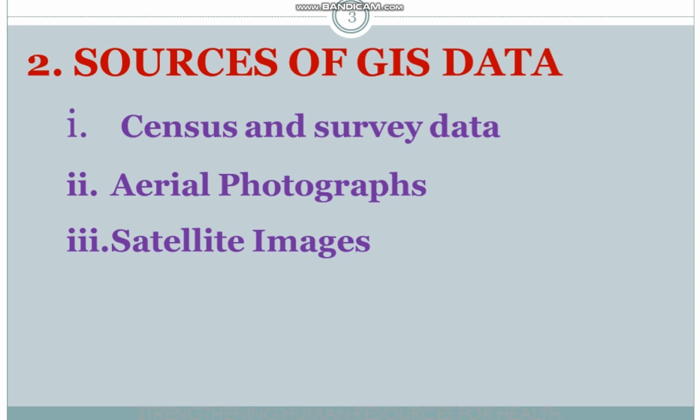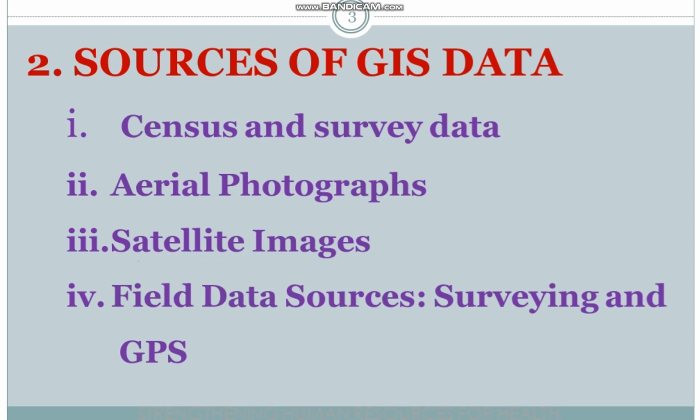And the next source of GIS data is field data: surveying and GPS. Surveying largely implies ground survey using a total station, theodolite, leveling, and other equipment or instruments. You can collect data. GPS is the global positioning system: handheld GPS, maybe differential GPS. There are different types of GPS. Using that equipment, you can collect data. So this is a source of GIS data.